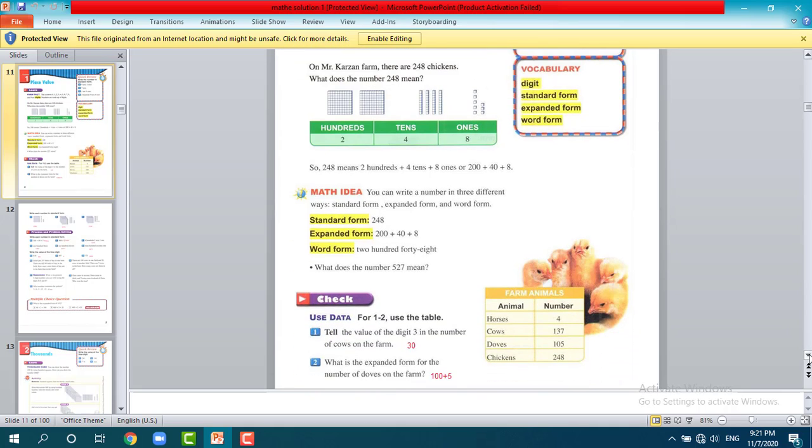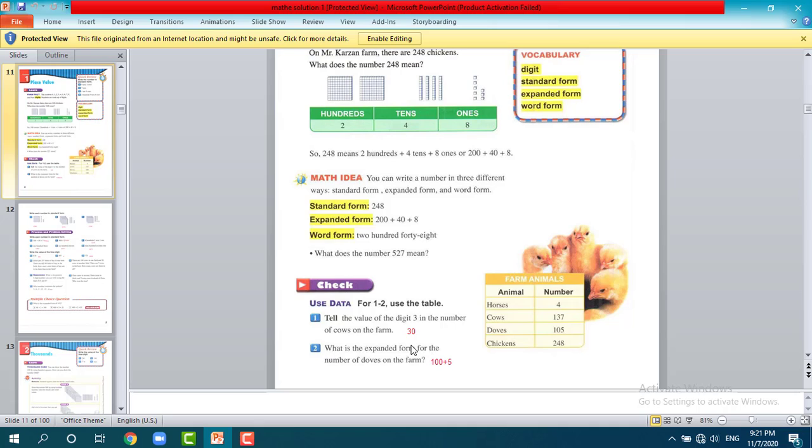Now to check, we have two equations. For solving those equations, we use this table. In this table, we have the name of the animal in here, students, and as you can see, we have the number of animals. For example, we have 4 horses, 137 cows, and 105 dogs, and 248 chickens.